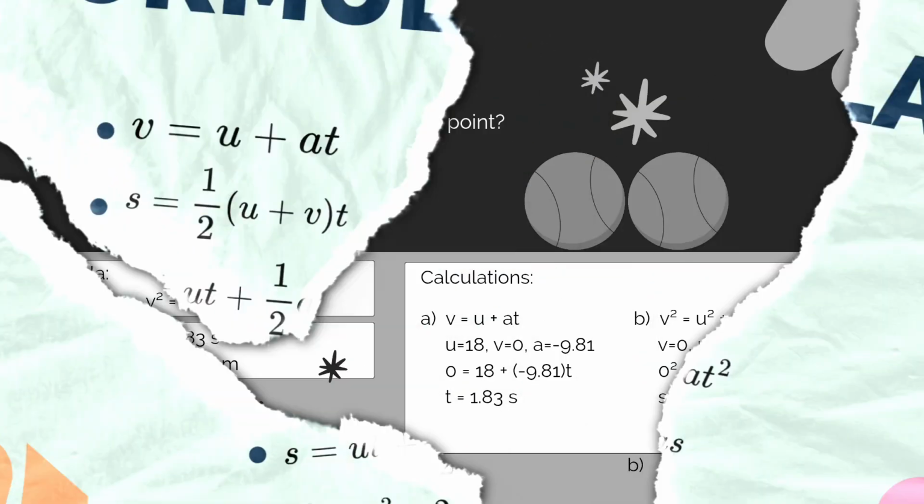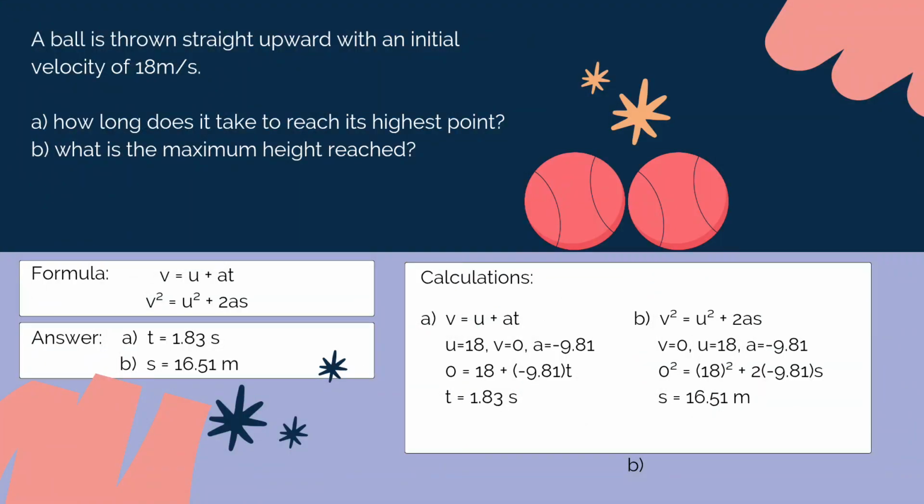value given. For this example, a ball is thrown straight upward with an initial velocity of 18 meters per second. We need to find two things: the time it takes to reach its highest point and the maximum height reached. For question A, at the highest point, we know that the final velocity is 0 since it stopped for a while. The information that we have right now is u equals 18 meters per second, v equals 0 meters per second, and a is equal to gravity, which is 9.81 meters per second squared.